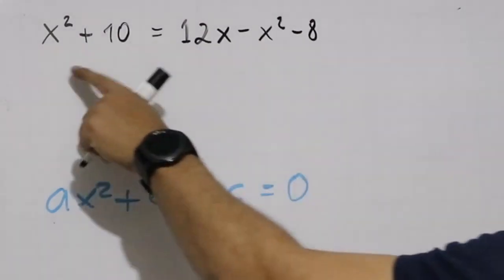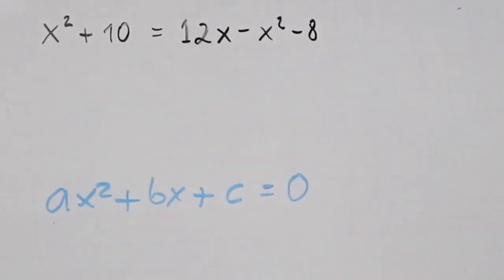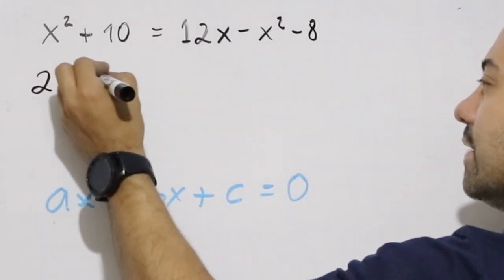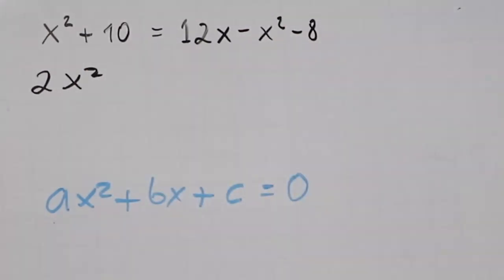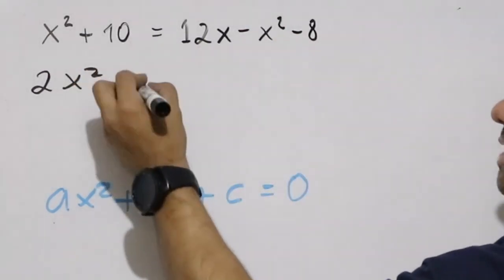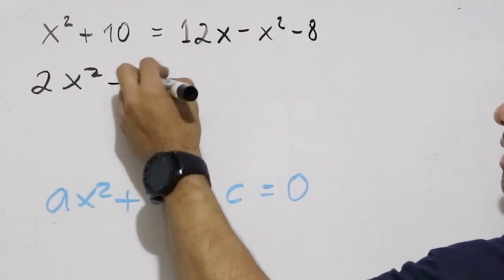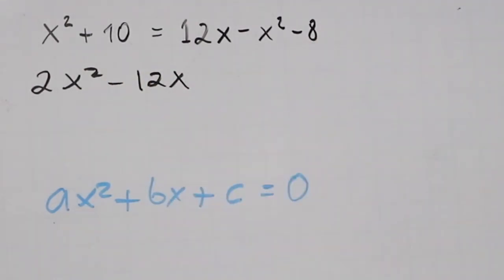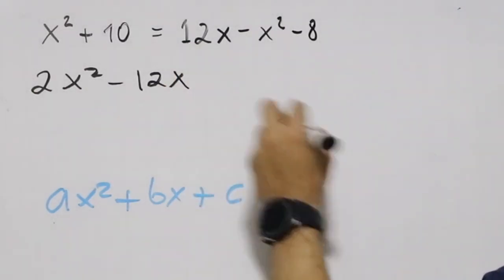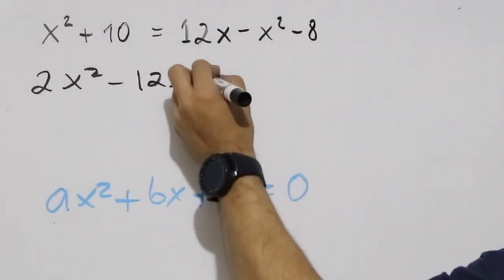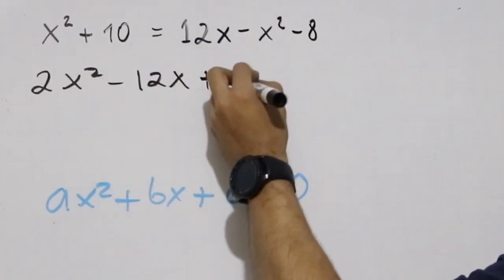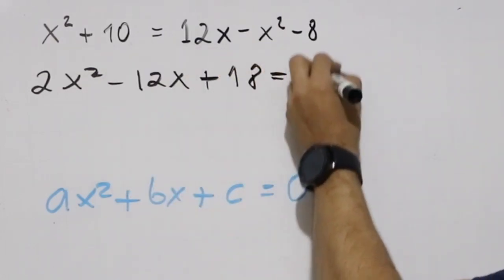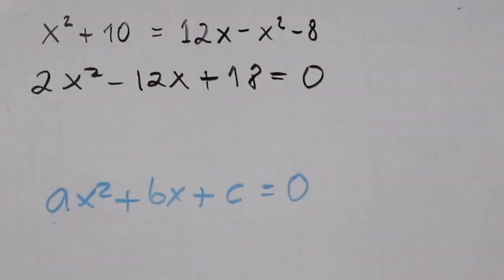So we have x squared here and minus x squared on the right side. That's like 2x squared on the left side. Remember, you have to change the sign when we change sides, and we have minus 12x. And we have minus 8. The same thing, we have to convert that into a positive number, and we have 8 plus 10, that's 18. And everything is equal to 0. Okay, now it really looks like the general form that we need.